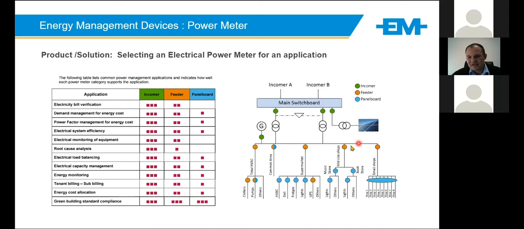Then on your feeders, would be generally a more mid-level sort of meter. It may not need all the wonderful waveform and harmonics capturing required. Look, you could have a specific, maybe a chiller plant, which you would want to have a higher meter monitoring that, because there might be some additional data. But in general, a more medium type device is sufficient.